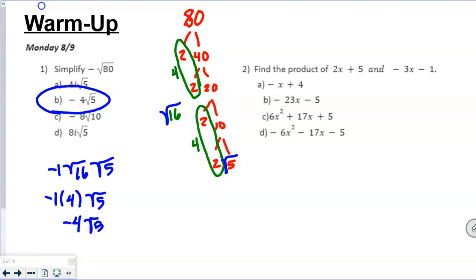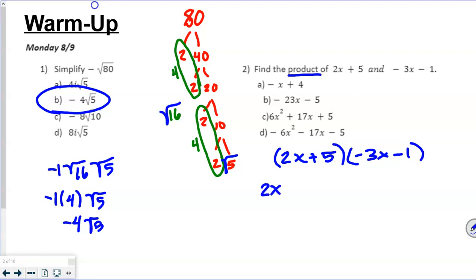Okay, so then this next one says find the product. So the key with this one is understanding that word product. That means multiplication, right? So we're going to do 2x plus 5, and we're going to multiply that times negative 3x minus 1. So a lot of different tools you can use here. You can use FOIL or box. I'm going to use FOIL this time. I'm going to multiply 2x. FOIL means first, outside, inside, last. First, outside, inside, last. Okay, so I'm going to multiply the first to the first.